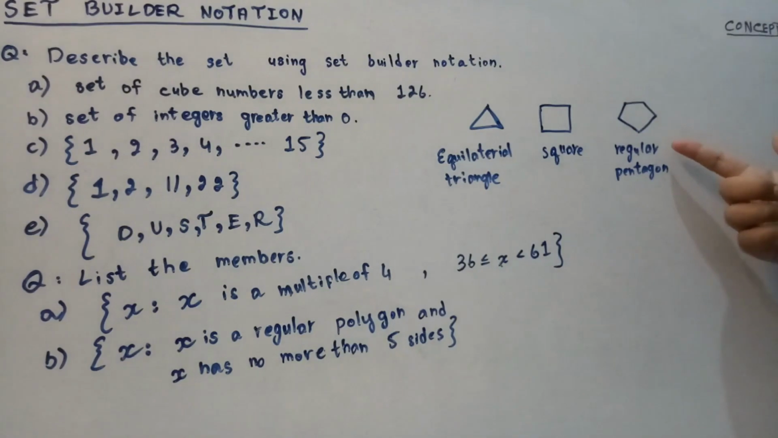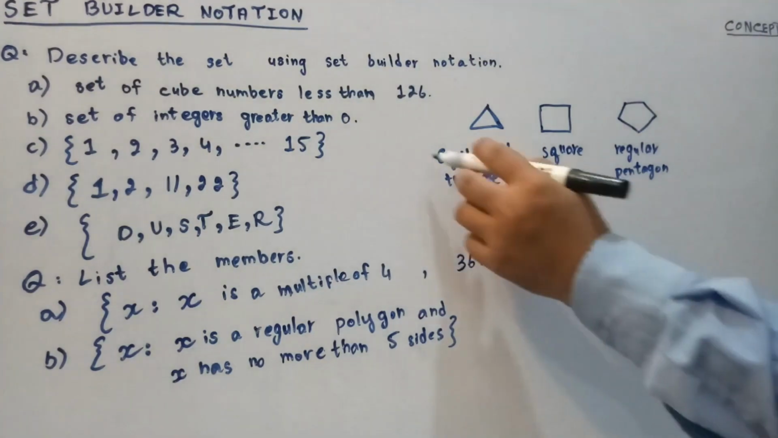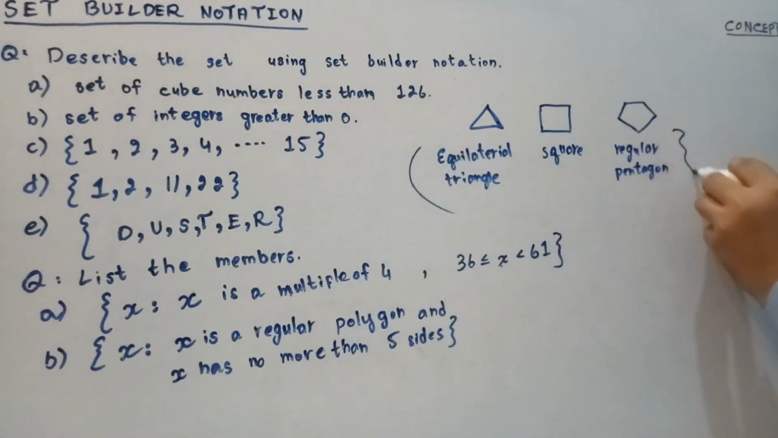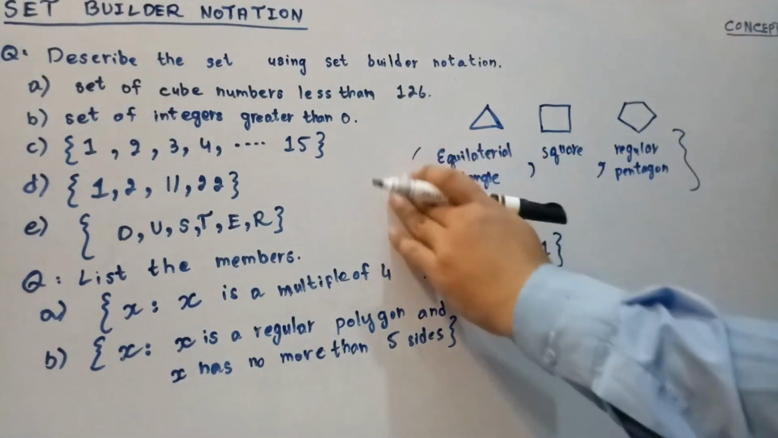And why have I written a regular pentagon? Pentagon means a shape which has 5 sides, and regular means all the sides are the same. So that's why I have written regular pentagon. Got it? So here we have written all the members. These are the members, and they are enclosed in curly brackets.